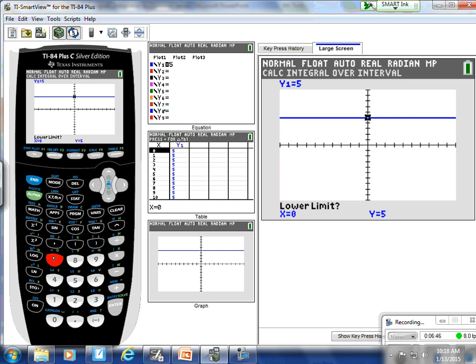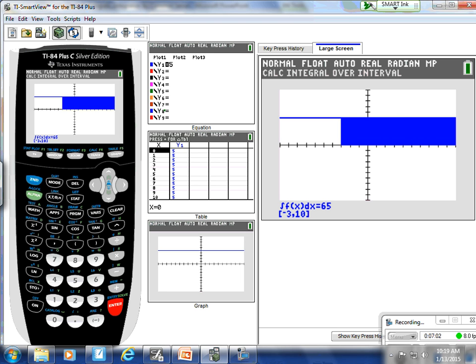Choice number 7. And then it asks you for a lower limit. In this case, my lower limit was -3. Enter. Then it's going to ask for an upper limit, and the upper limit I had here was 10. Enter. So it tells you that the area of that rectangle, from -3 to 10, is 65 units.